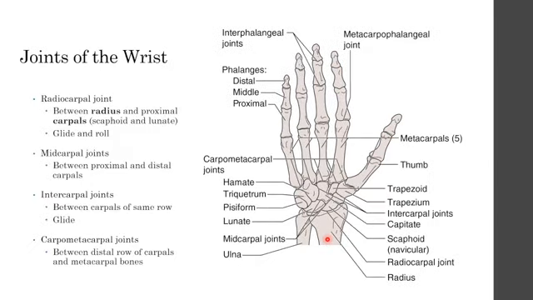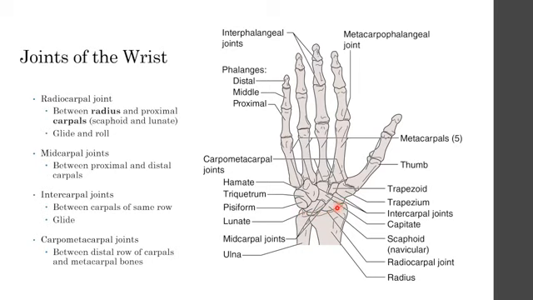Starting off with the articulation between the radius and the proximal row of our carpal bones, this would be our radiocarpal joint. This articulation is very similar to what we see in the elbow, in that about the wrist, the main articulation occurs with the radius. Again, about the wrist, we are dealing with a condyloid joint. With a condyloid joint, you'll have some sort of convex structure articulating with a concave structure.